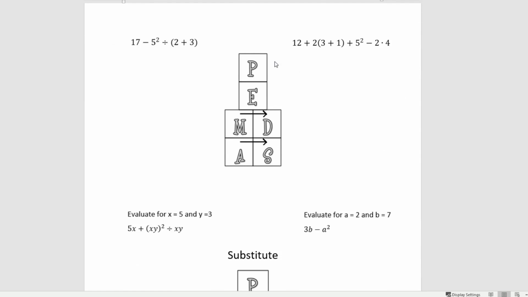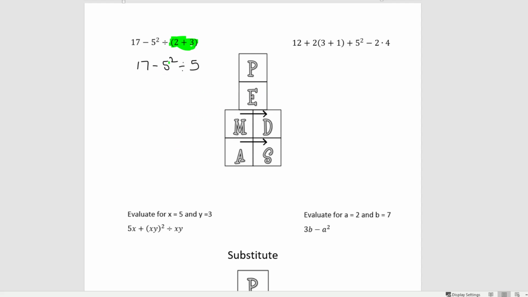Let's do some samples. First sample here tells us to do 17 minus 5 squared, divided by, and then inside parentheses, 2 plus 3. If we follow the order of operations, there's a set of parentheses here. That begins the problem. We want to do that first. So 2 plus 3 is inside the parentheses. I add them together, I get 5. Notice everything else comes straight down. We don't do anything about them.